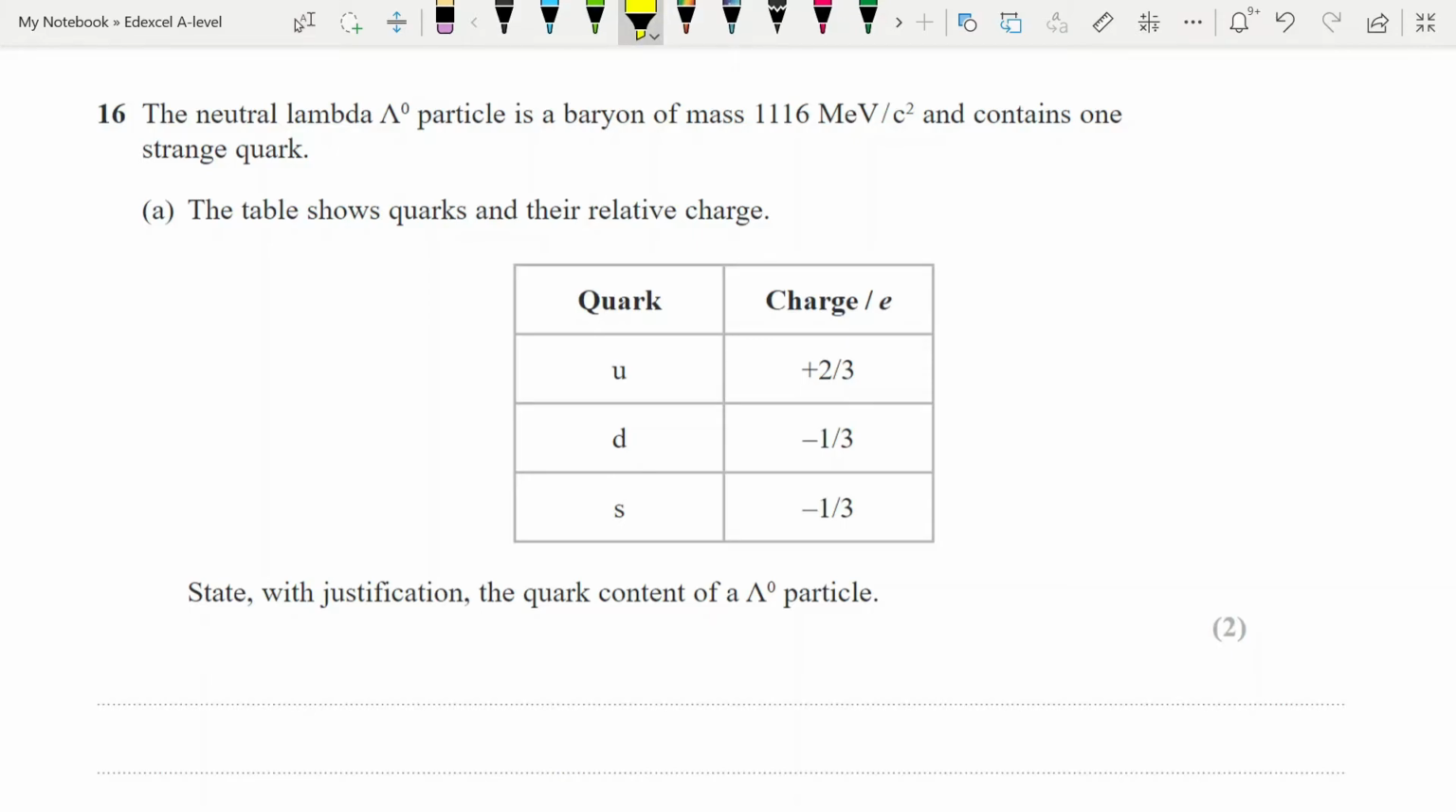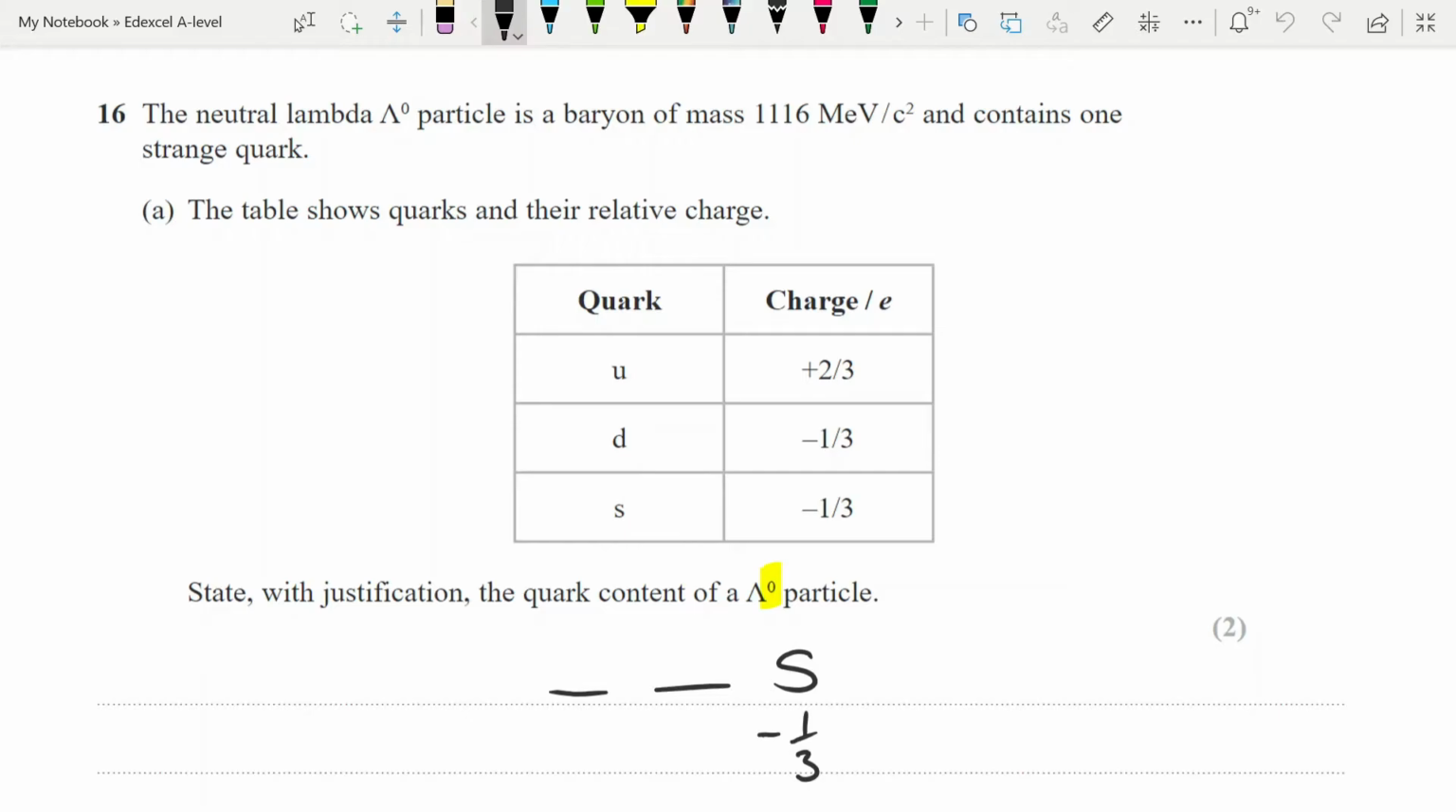Some key things here. We know it's neutral, so we know whatever quarks are in there, their charge is going to have to add up to 0. We know that one of them is strange, so it's going to be something strange. And we know that our strange is -1/3. So the other 2 quarks that are in there are going to have to add up to +1/3 in order to end up with a neutral particle overall.